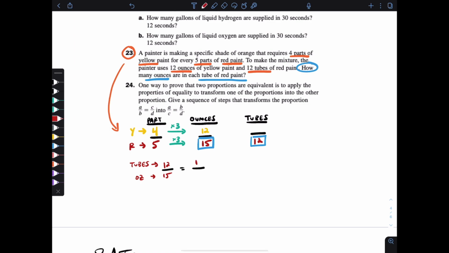So we can divide this by 12 to get the 1, and 15 divided by 12 will get us how many ounces are in each one of those tubes. So 15 divided by 12 is literally 15 divided by 12, and dividing both top and bottom by 3, that's going to be 5 over 4. So we can say this is 1 1/4, or 1.25. So 1 1/4 ounces of red paint for each tube. Okay, so it's going to be 1.25 ounces would be our answer here.